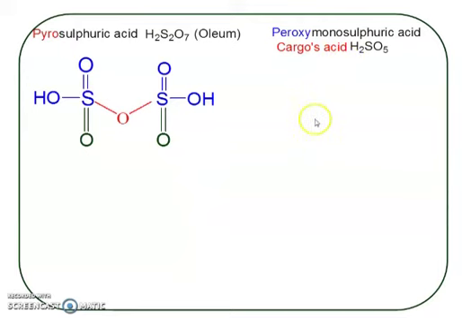Now next structure, peroxy monosulfuric acid. It is also called Caro's acid. Its formula is H2SO5. There are 2 hydrogen atoms, 1 sulfur atom and 5 oxygen atoms. And peroxy means oxygen single bond oxygen, that is the peroxide linkage.